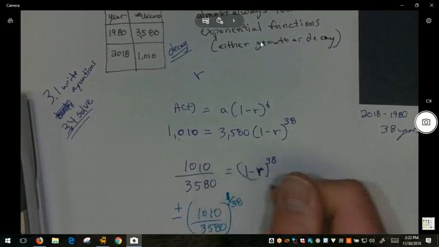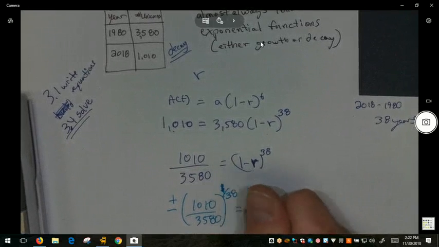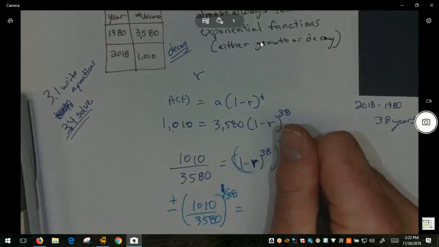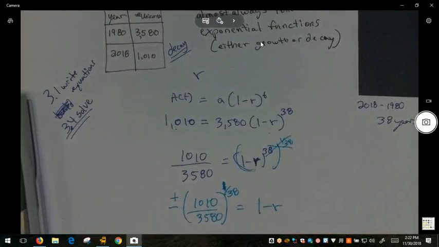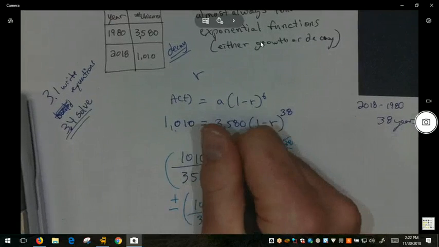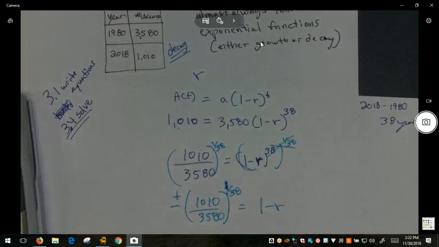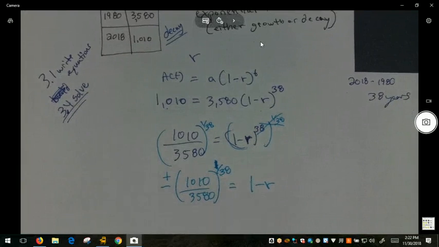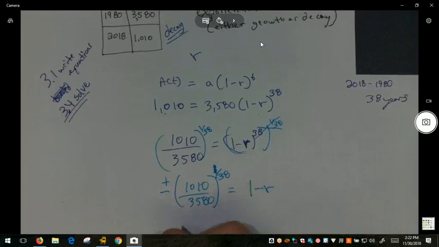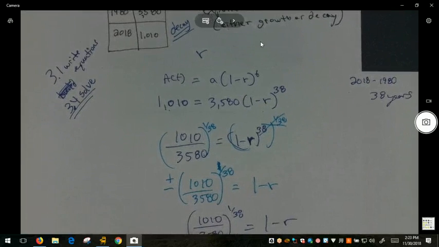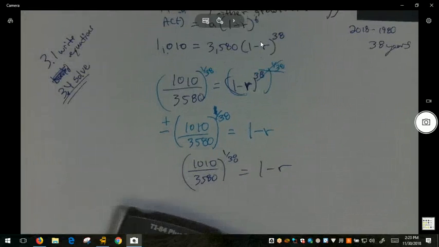So 1 over 38, just like square root is 1/2, an exponent of 1/2. In other words, if I raise this to the 1/38, 38 times 1/38 is 1. So I'm left with 1 minus r to the first power. Whatever I do to the right side, I have to do to the left side also. And because it's an even root, it should have a plus or minus, but we're going to worry about that later. We'll have a discussion about it later. For this one we want the positive because we're just trying to find the rate right now. So we have 1010 over 3580 to the 1/38th, and I have 1 minus r. Then after I do that, I'm going to have to subtract 1. So let me find out what that is first.